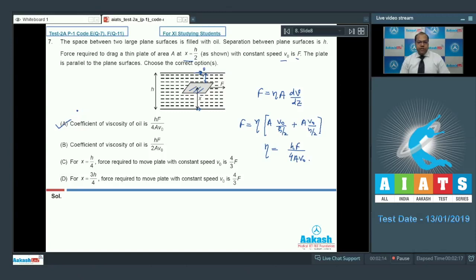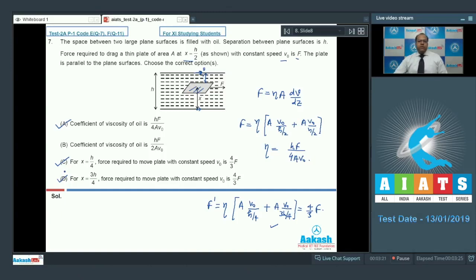Let's check the validity of options C and D. So if the plate is at x equal to h by 4, then the F dash required in order to move the plate with constant speed V0 can be written as eta times A into V0 divided by h by 4 plus A into V0 divided by 3h by 4. So if I substitute the value of eta, then the value of this expression comes out to be 4 by 3 into F. If I substitute x equal to 3h by 4, then also this equation will come up. So the answer will remain the same. So options C and D are also correct. So the correct answers for question number 7 are options A, C and D.